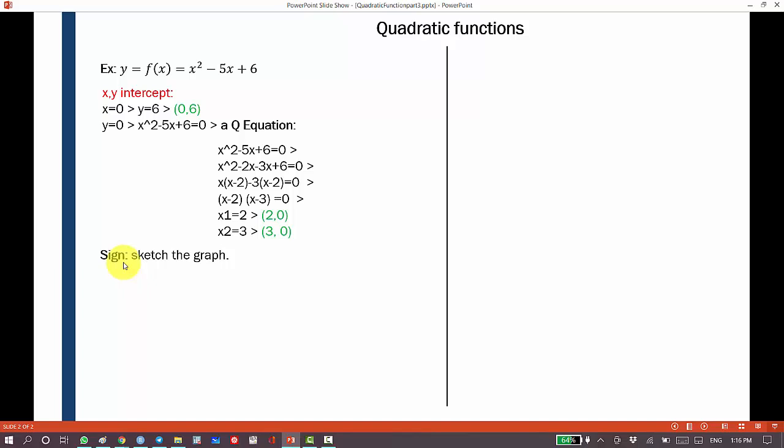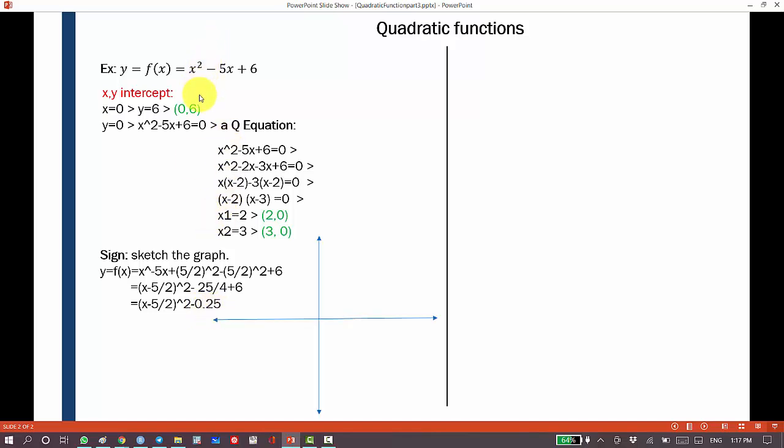In order to study the sign of the function, we sketch the graph, and for that, we try to see the transformations in this quadratic function by completing the square of x squared minus 5x, adding (5/2) all squared and, of course, subtracting the same thing, plus 6. After simplification, we get (x minus 5/2) all squared minus 25/4 plus 6. Further simplification takes us to (x minus 5/2) all squared minus 0.25.